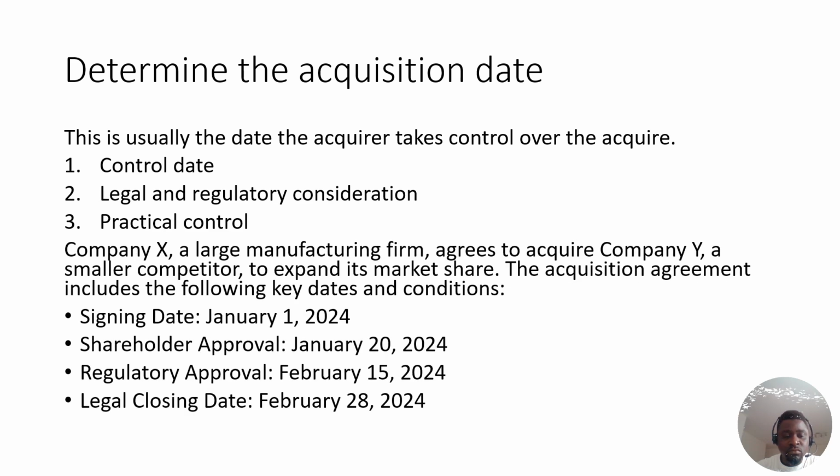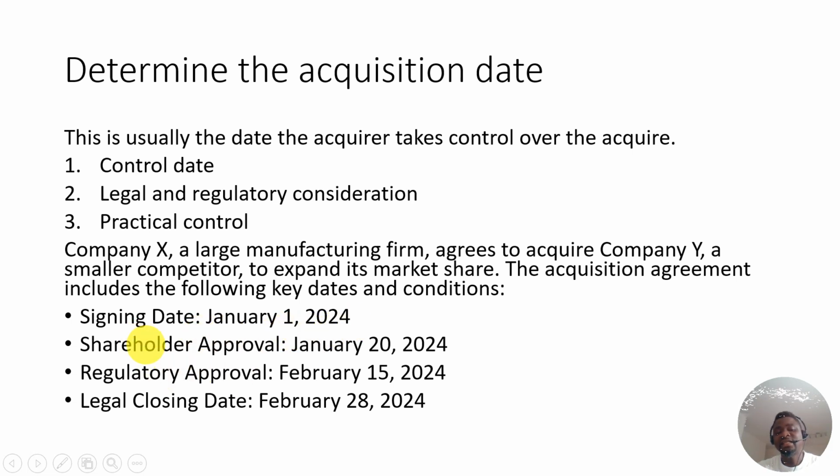So let's look at another scenario to explain what we mean by those three criteria I mentioned. Company X, a large manufacturing company, agrees to acquire company Y, a smaller competitor, to expand its market share. The acquisition agreement includes the following key dates and conditions. The first one is the signing date of the agreement. We are signing the agreement that we are acquiring company Y on 1st of January 2024.